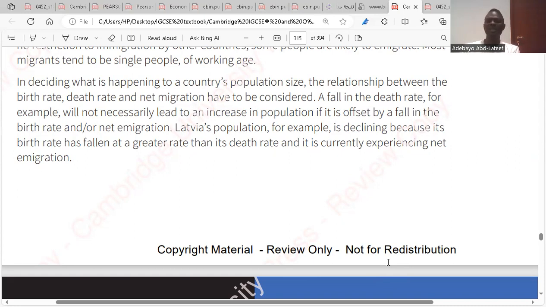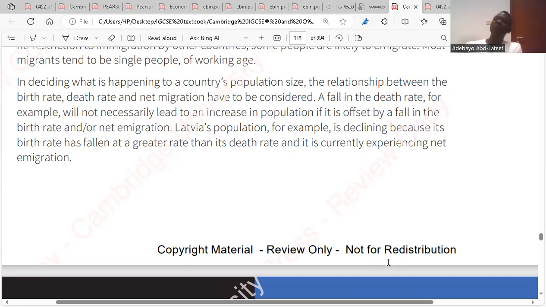So what they are saying here is that when you are deciding the population size in relationship to the birth rate, death rate, or net migration, you have to consider all three conditions, not just one. So they said a fall in death rate does not mean that there's going to be an increase in the population size. You get the point here? Death rate is falling and birth rate is falling at the same time. So there won't be an increase in the population.